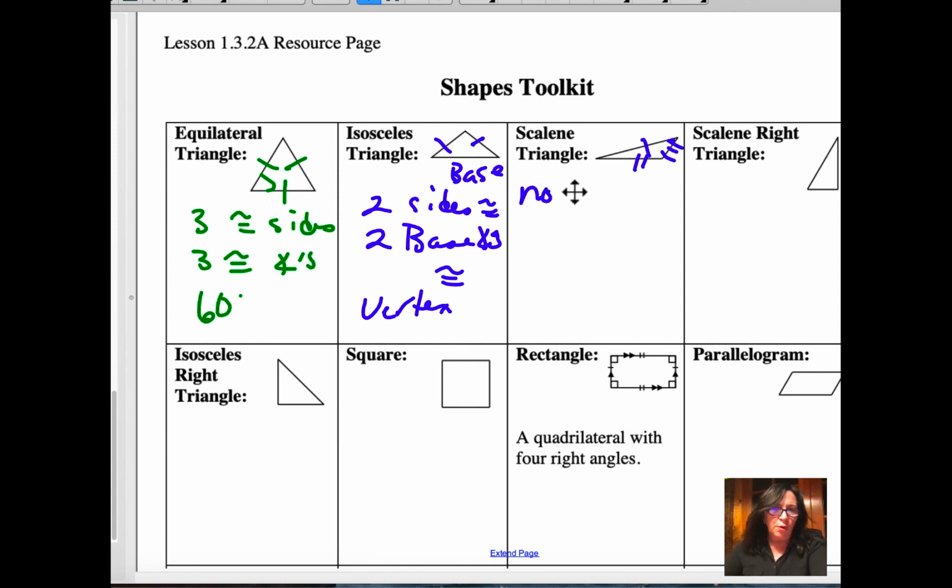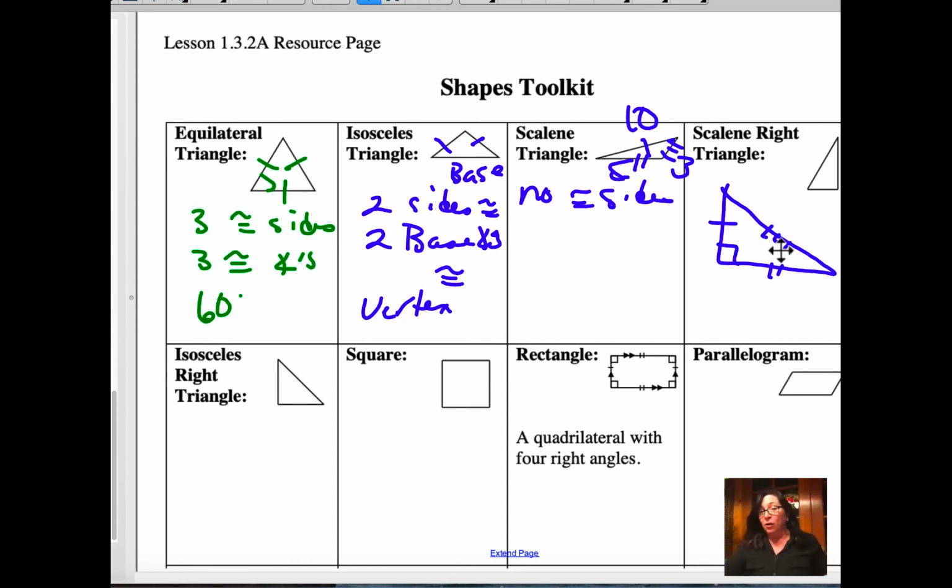A scalene triangle has 3 different side lengths. So no congruent sides. Every one of the sides is different. That could be 10 centimeters, 5 centimeters, and 3 centimeters. Oh, scalene triangle. So no sides are the same. A scalene right triangle also has 3 non-congruent sides, like that, right? But it does have 1 right angle.